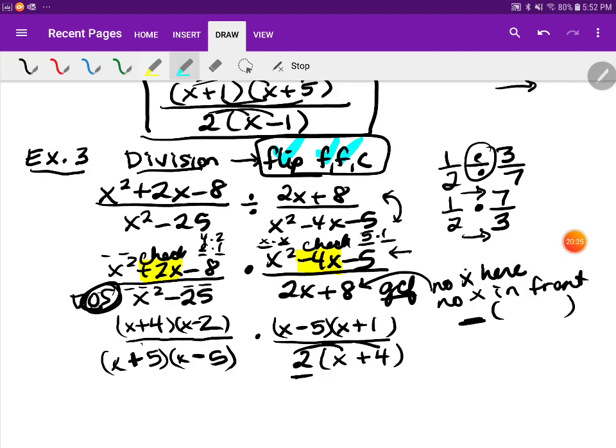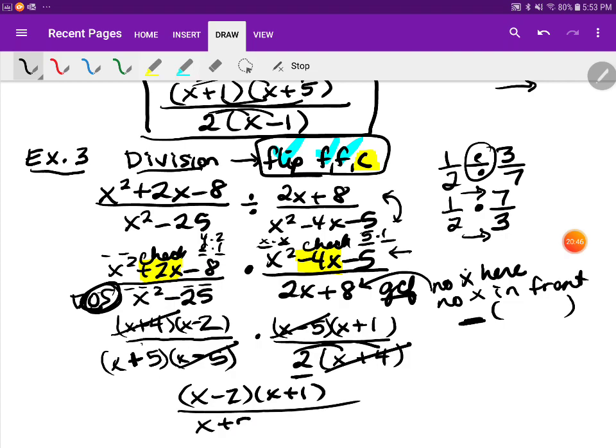And now I need to do my C. So C stands for cancel or cross out. X plus 4, they cross out. Anything else cross out? See if you can find it. X minus 5, they cross out. Looks like nothing else crosses out. X minus 2 is on the top. X plus 1 is at the top. And x plus 5 is at the bottom.